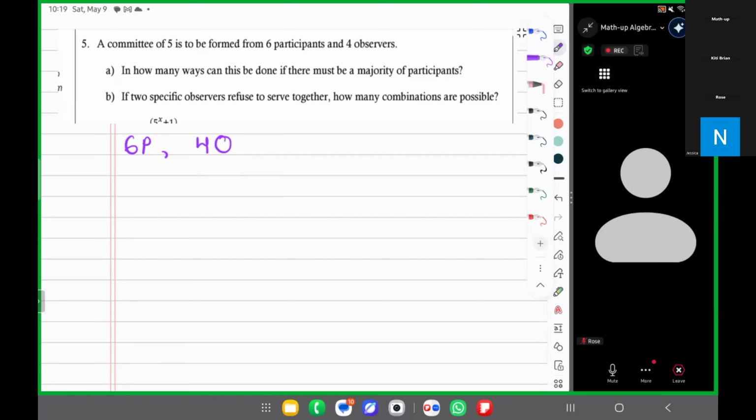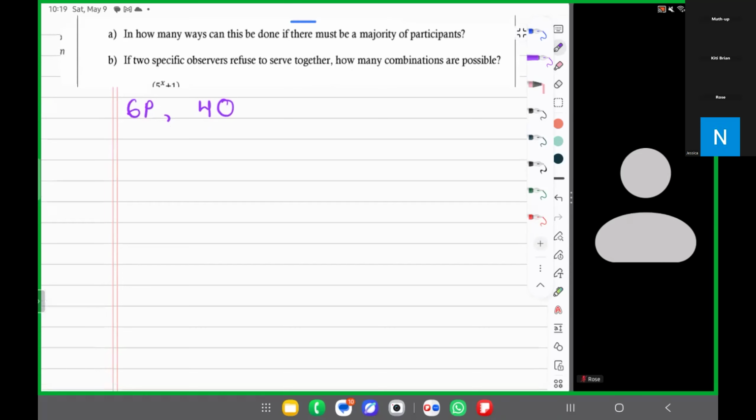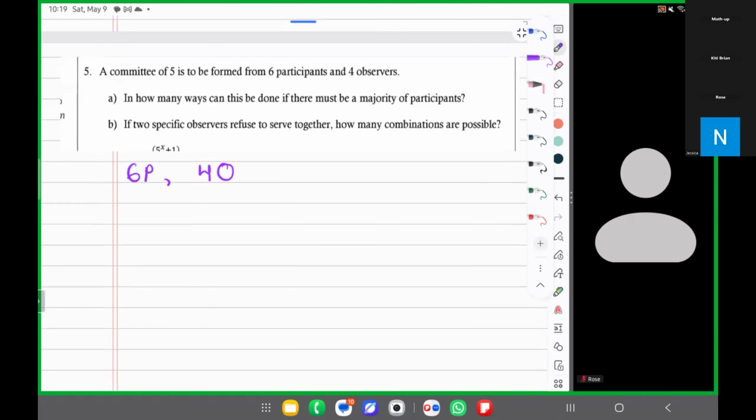Okay. So out of the 6 participants and 4 observers, I want to form a committee of 5 people. And the condition is that the majority of the people on that committee must be participants, which means that in any scenario I'm taking, I should have more participants than observers. Okay. But my committee must have 5 people.